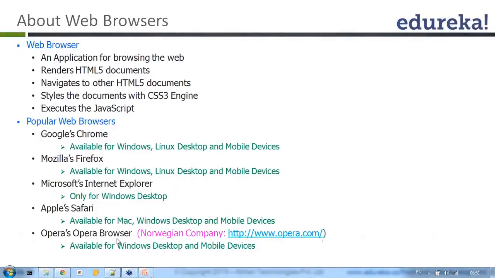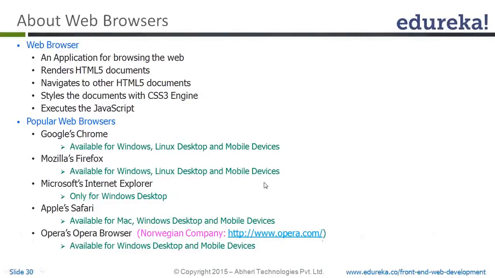There's also Opera Software which gives Opera browsers. This Opera actually started as a browser for mobile devices. Later they started migrating to other platforms as well. As you can see, it's only there for mobile devices and Windows. I think it's not there for the Linux platform.